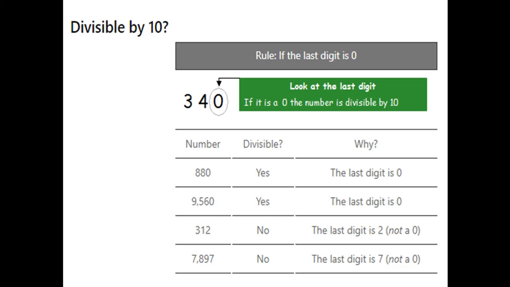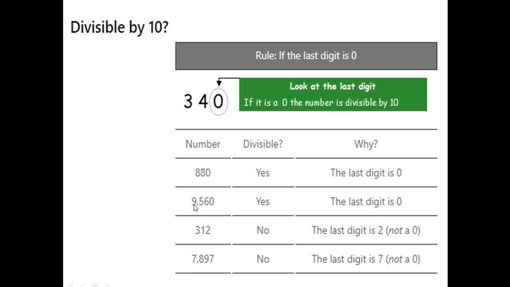So, divisible by 10. The rule is, if the last digit is 0, then the number is divisible by 10. One example I have given is 340. The last digit is 0, so this number is divisible by 10. Some more examples, say 880. Here also the last digit is 0, so this is divisible by 10.